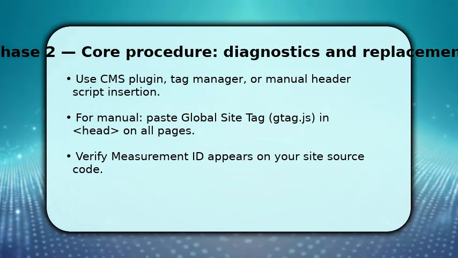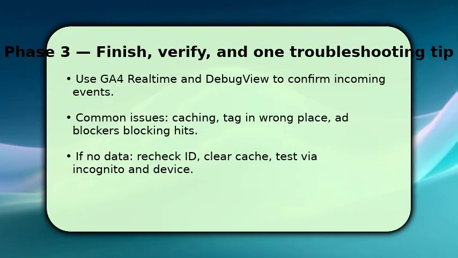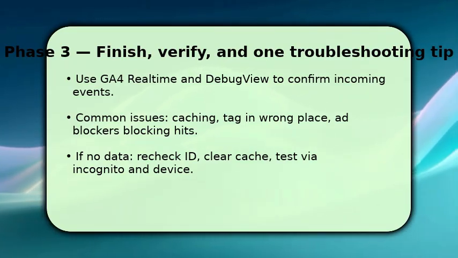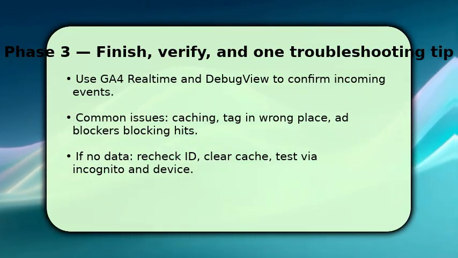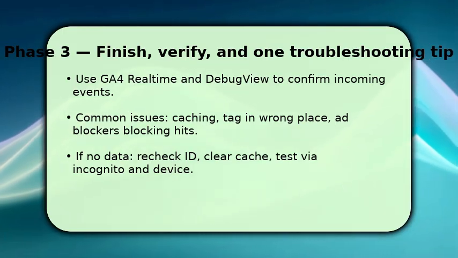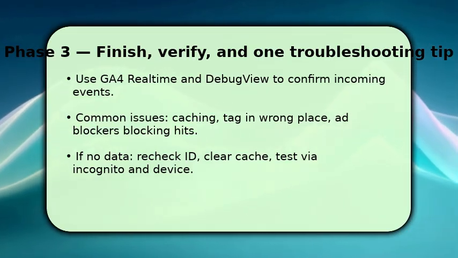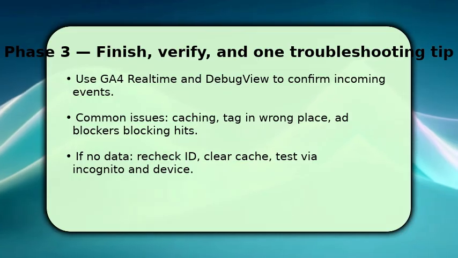Finish by verifying data flow. Open GA4 real-time and debug view while you browse the site. You should see page view events appear within seconds. If nothing shows up, make sure you didn't paste the snippet into a template that loads after scripts, and disable ad blockers during testing. Once done, set up basic events and conversions so you measure goals.